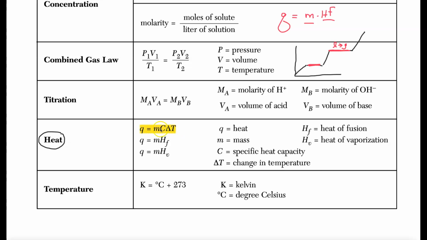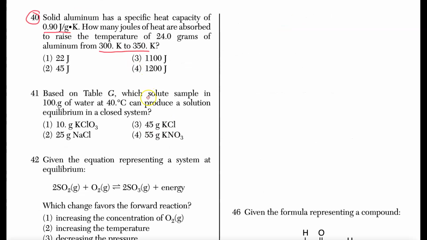So here we're going to use Q equals mC change in T. All right, so I'm going to use that formula, and here I go. Q is equal to mC change in T. Now, what's different about this problem is we're using aluminum, not water. So the specific heat will not be 4.18. It will be what is given to you.